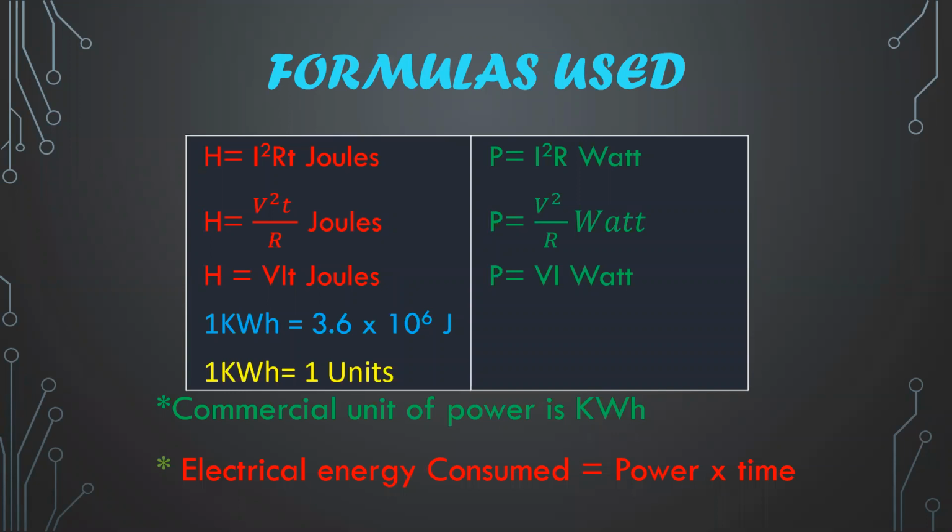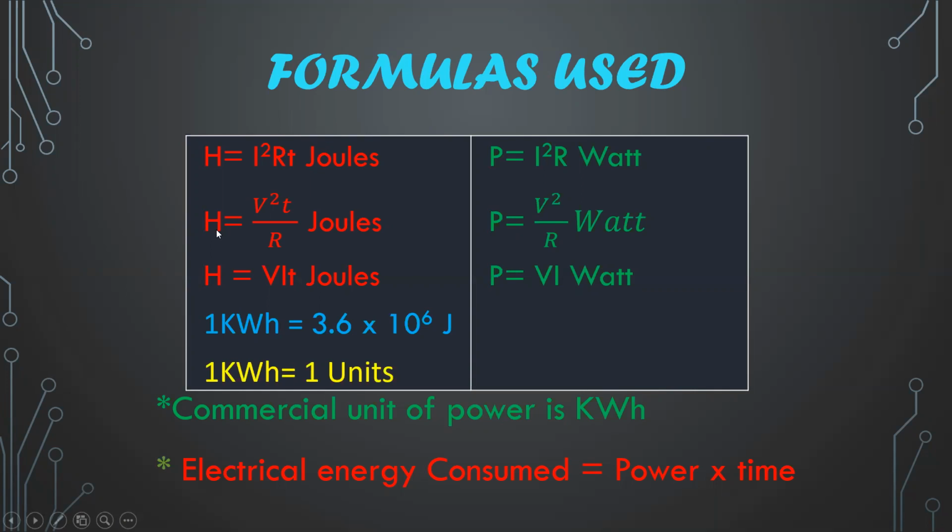The formulas used in this lesson are H is equal to I squared RT. This is of Joule's law. The heat generated in a conductor is directly proportional to the square of the current, resistance and time for which the current flows through the conductor. And the unit of heat is joules.